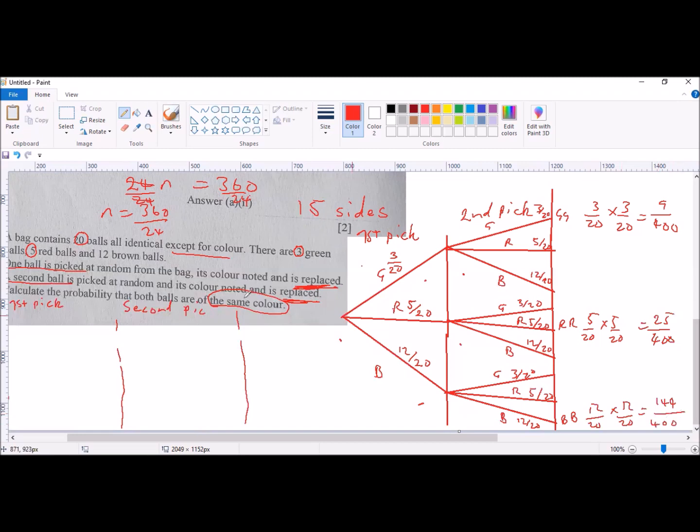So to get the probability that they are the same color, we add. Remember, when we are going across, we multiply. When we are going down, we add. So the probability of same color will be equal to 9 out of 400 plus 25 out of 400 plus 144 out of 400. This should give us, upon calculation, 89 over 200. So that is the probability we are looking for.